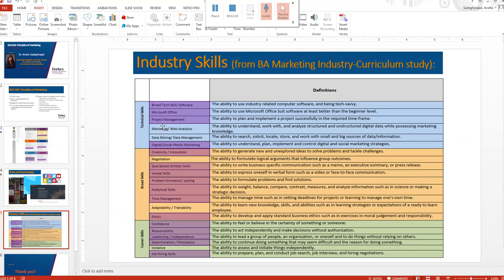From the list of 21 skills that we analyzed in our industry curriculum study that I mentioned earlier, several skills get practiced in this course. From the technical skills, students practice broad tech skills in software, Microsoft Office, project management, and digital and social media marketing. In the broad category, creativity and innovation, specialized writing skills, verbal skills and oral presentation, problem formation and solving, time management, analytical skills, and ethics are practiced. Also, confidence, responsibility, leadership, independence, determination and motivation, and job hiring skills are career-related skills that are practiced in this course.